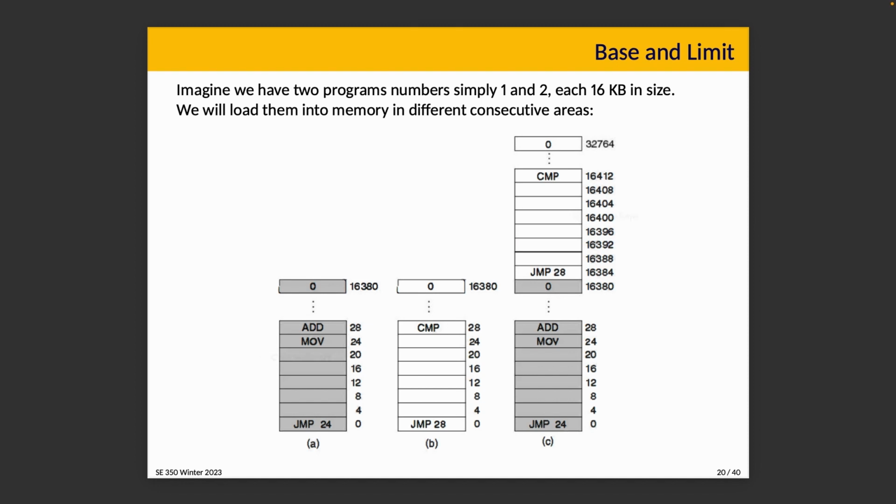The situation that we've discussed is an improvement, but it isn't a complete solution. Let's say that we have two programs, just call them 1 and 2, each of which uses 16 kilobytes of memory. Fine. If we load them into memory in consecutive areas, we have something like this, where A represents program 1 and B represents program 2. We loaded them into memory so that at address 0 is this part of program A, and the second program is loaded immediately after it.